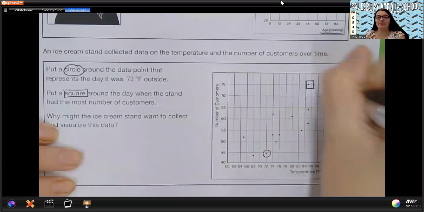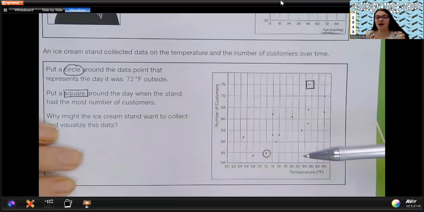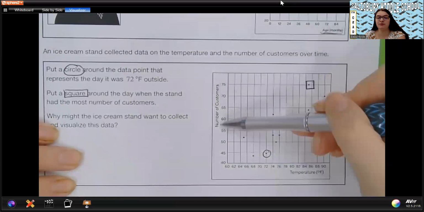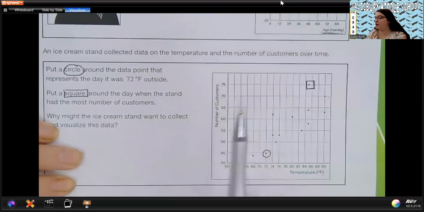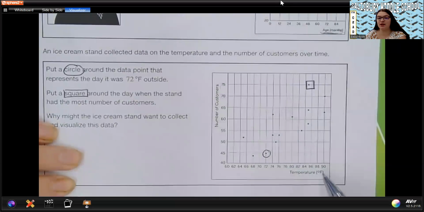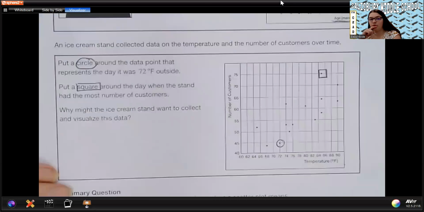If I'm looking at the points that are the highest up, that means I'm looking at the most number of customers. If I'm looking at the point that's furthest away, that means I'm looking at the highest temperature.